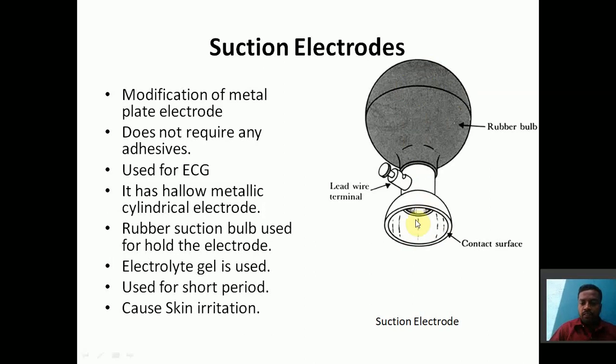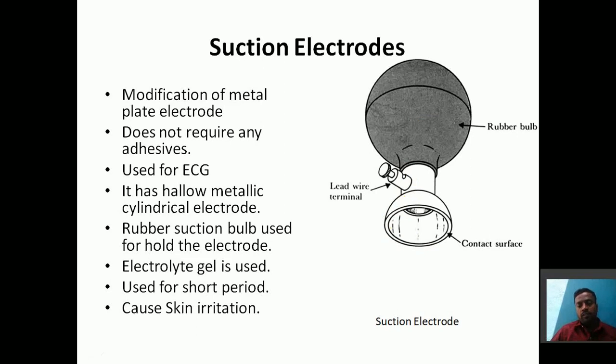And at the time of sucking, it will create some pressure. In that pressure this electrode holds itself over our skin, so there is no need of any surgical tape for this electrode. This is a suction electrode. It is a modification of the metal plate electrode and does not require any adhesive, meaning adhesive material or tape.